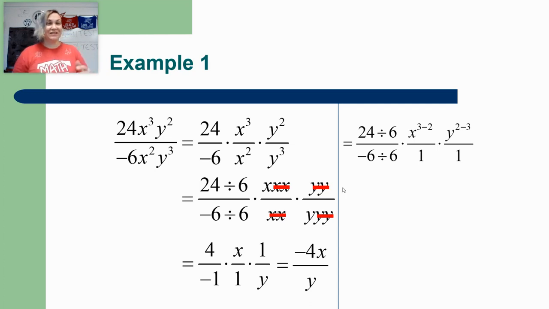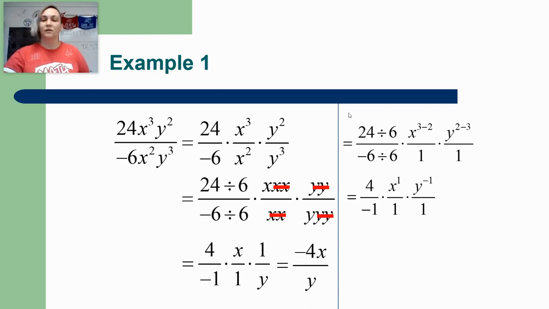24 over negative 6 still simplifies to 4 over negative 1, or just negative 4. For my x's, 3 minus 2 is positive 1. And then for my y's, 2 minus 3 is negative 1. Now, we also learned in January that when you have a negative exponent, it's going to take the base and drop it below a fraction bar. So the fact that when we were done with subtracting on the y's, it was a negative exponent, that means for my final answer, I'm going to drop that down.